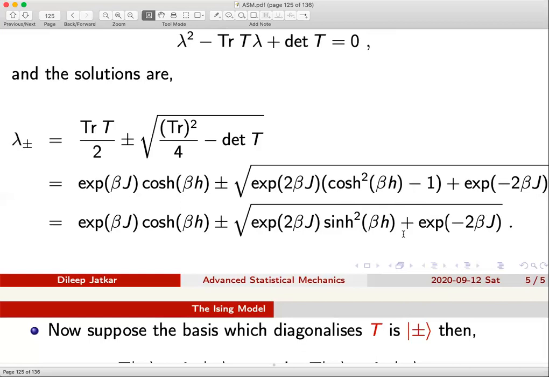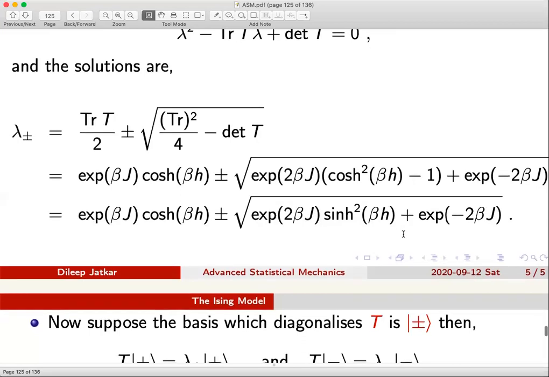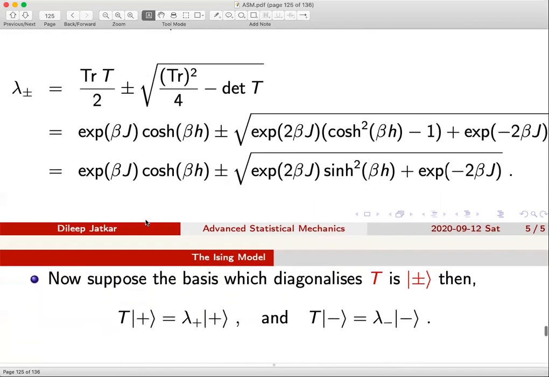But one thing of course is true, that because this quantity is positive, lambda plus is a larger eigenvalue and lambda minus is a smaller eigenvalue. So that is something we definitely know.